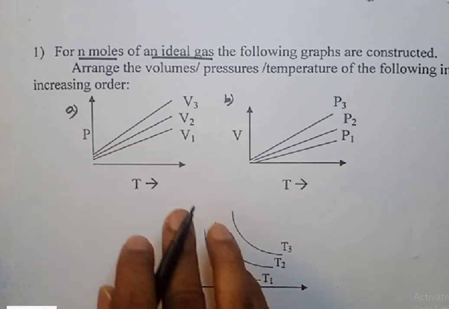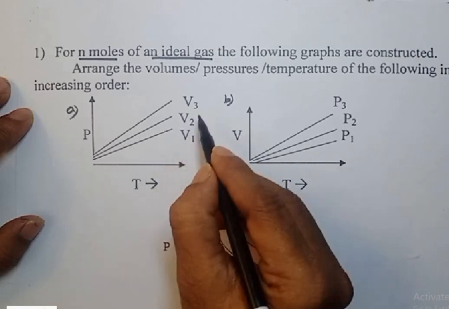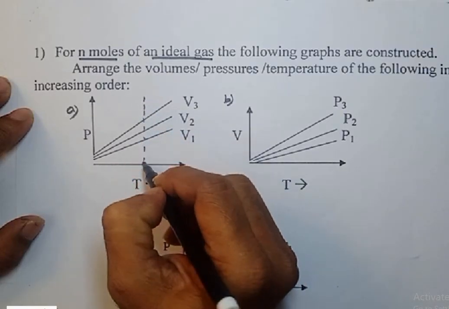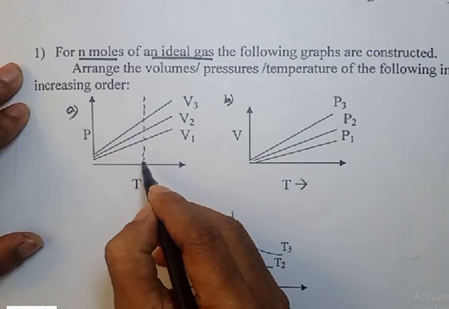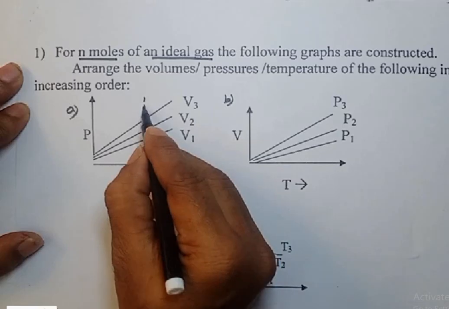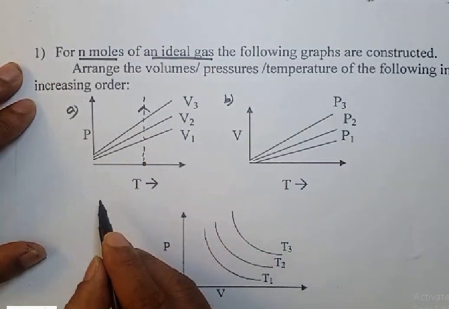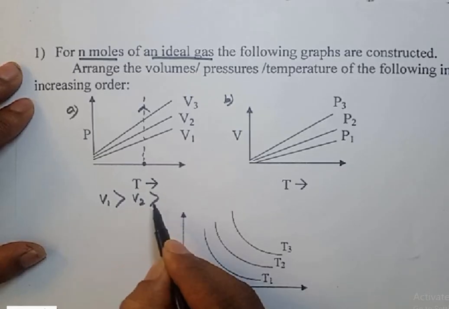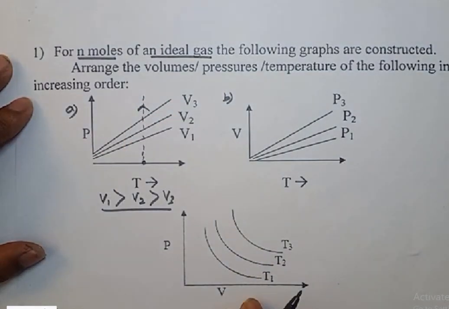Keeping the same thing in mind, pressure is plotted against temperature. You take some constant temperature and draw a line. At this constant temperature, as pressure increases, volume is supposed to decrease. Therefore, V1 is supposed to be greater than V2, and V2 is supposed to be greater than V3. This is for problem A.